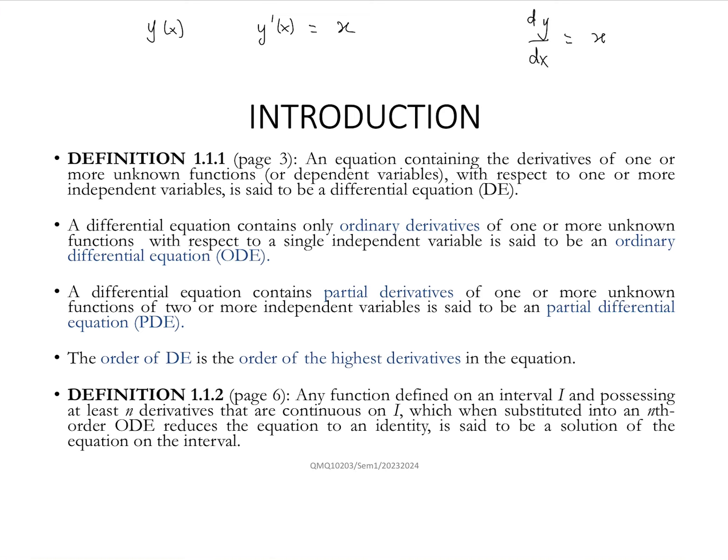A differential equation contains partial derivative of one or more unknown function of two or more independent variables is said to be partial differential equation. So in that equation, let's say we have a partial derivative. For example, dy dx equal to x, and then multiply with the partial derivative of y. So del y over del x, for example. Hence, this equation is said to be partial differential equation, or PDE.